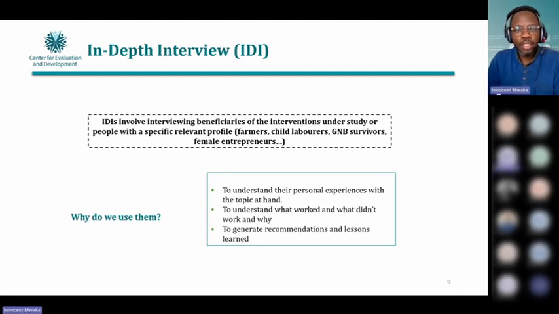So some of this is to understand their personal experiences on the topic at hand. This would give you, as an interviewer, more of a feel of the certain outcomes or certain impacts, to understand what has worked and what has not worked, and why. As I explained at the beginning, we usually ask the questions of how and why, and then to generate recommendations on different lessons learned.